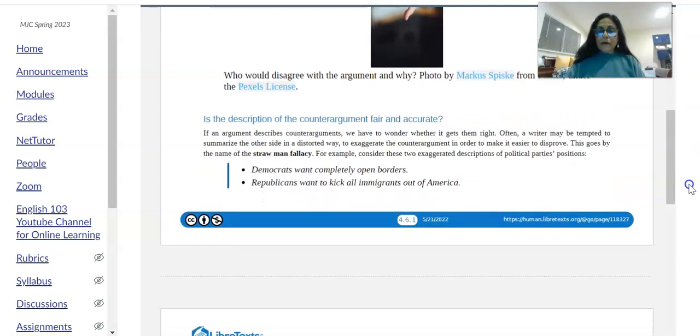As we go along, we need to ask ourselves, is the description of the counterargument fair and accurate? This is super important because we often see a false representation of the opposition, or the theory or concept we do not like, and that's called a strawman fallacy. So we need to be very, very cautious of it. A couple of examples about this fallacy are given as follows.